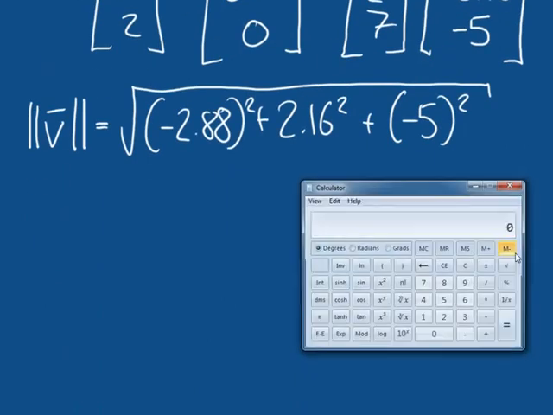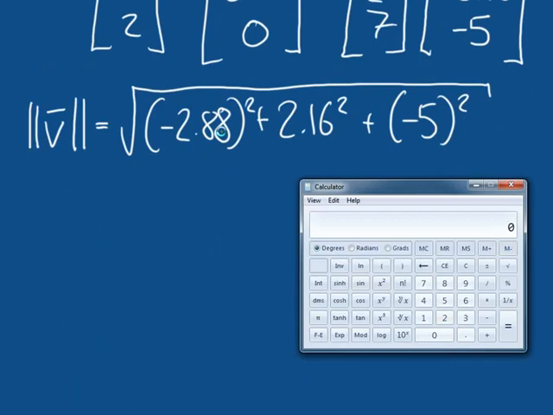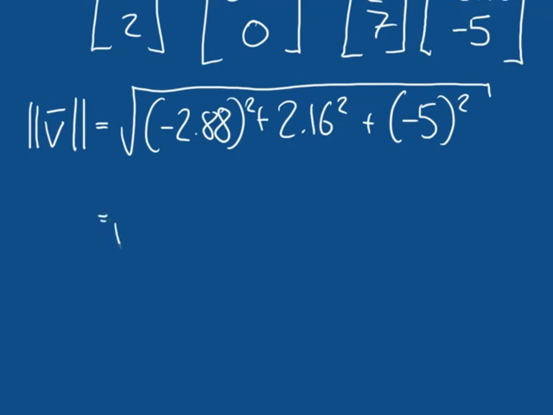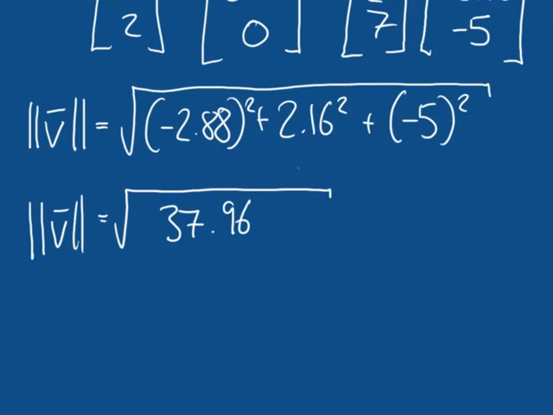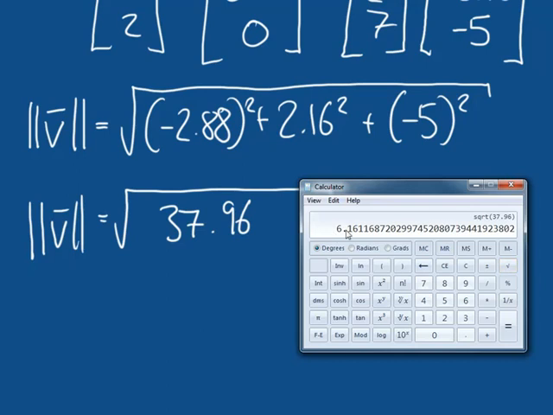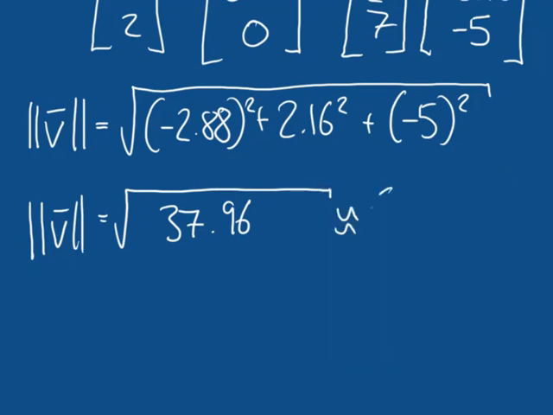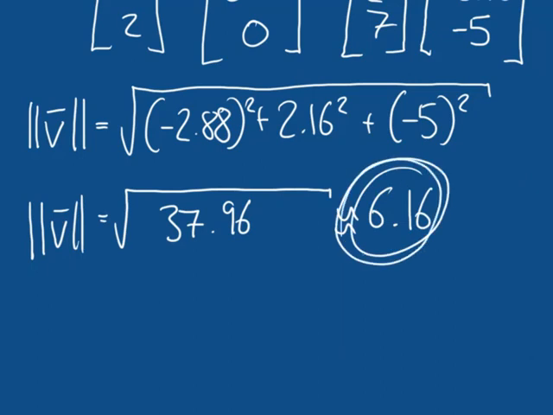If we use a calculator to solve this, minus 2.88 squared is the same as 2.88 squared. So 2.88 squared plus 2.16 squared plus 5 squared is equal to the square root of 37.96, which is approximately equal to 6.16 units. So the perpendicular distance between our point R and the line defined by P1 and D is 6.16 units.